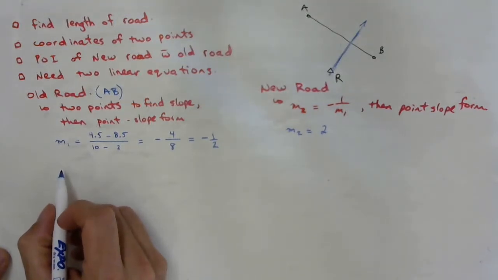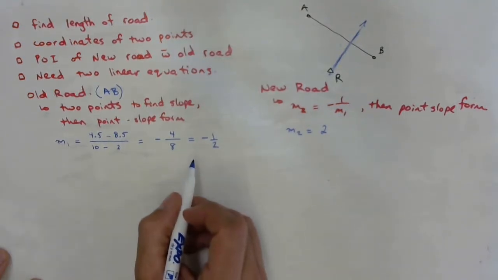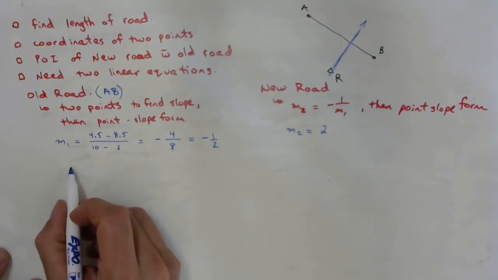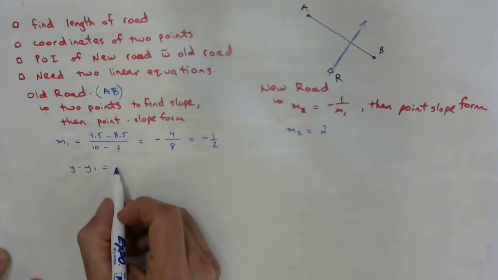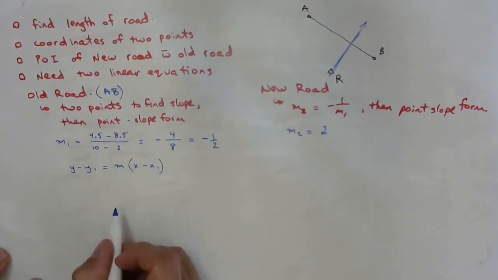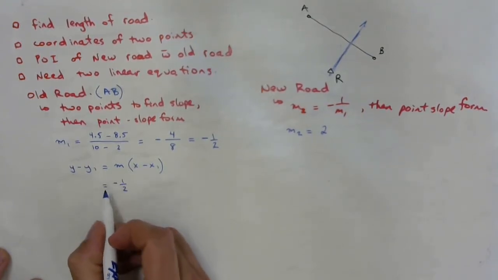And now I'm going to get an equation for that line using point slope form, okay? So I can do it 2 different ways. I'm going to use my point slope formula, copy it down here, sub in what I know. I know the slope of my original line is negative 1/2.